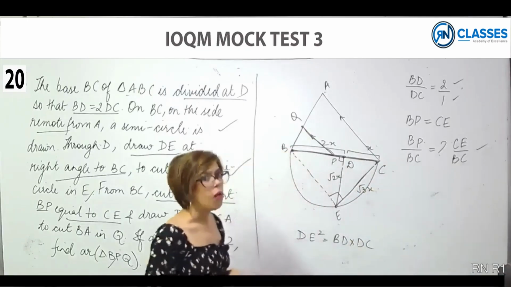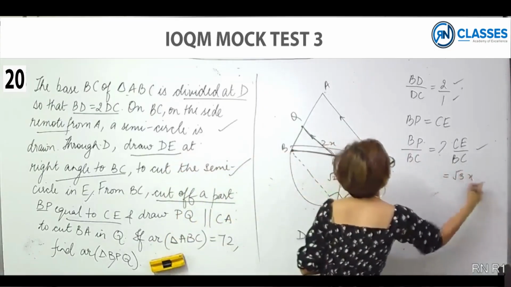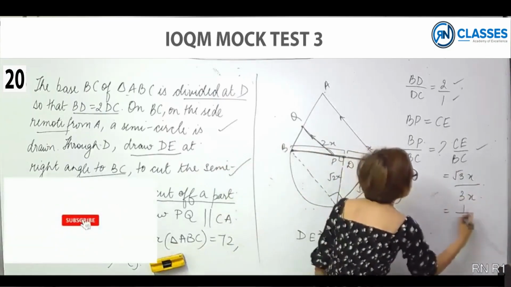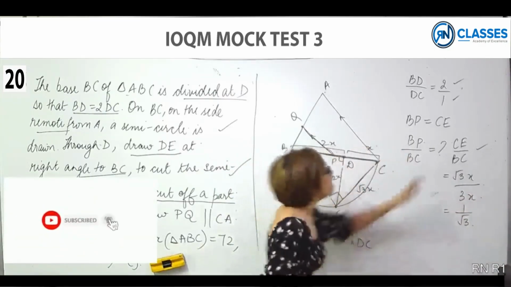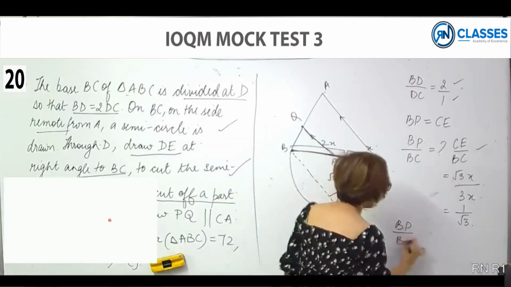I think our problem is done now. Look, CE is nothing but root 3x. BC, the entire thing, is 3x. So that means this ratio is 1 by root 3. Right? This ratio is 1 by root 3, that means BP by BC is 1 by root 3.